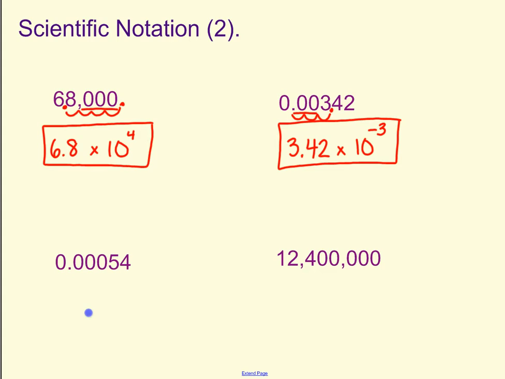Alright, here we have 0.00054. It's a small number. The decimal goes after the 5, so you want one digit and then your decimal. So 5.4. Don't forget times 10. Because this is a small number, it's going to get a negative exponent. And then you count how many spaces. 1, 2, 3, 4. 5.4 times 10 to the negative 4.